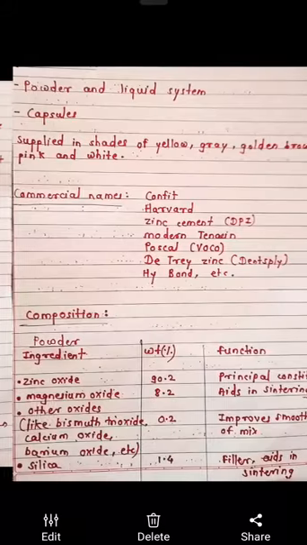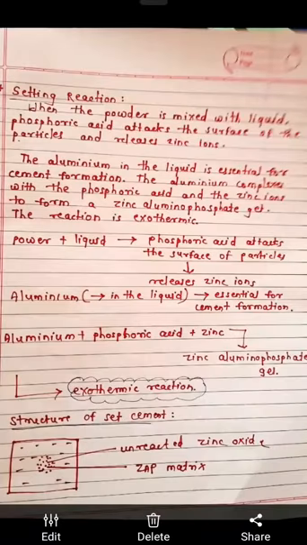This is the picture of the manipulation procedure of the zinc phosphate cement. Take the glass slab, take the powder, divide it in increments, dispense the liquid just before the mixing, and then mix each increment with the liquid for 15 to 20 seconds. In this way, mix all the powder with the liquid in circular motion. So this is the manipulation procedure of the zinc phosphate cement.